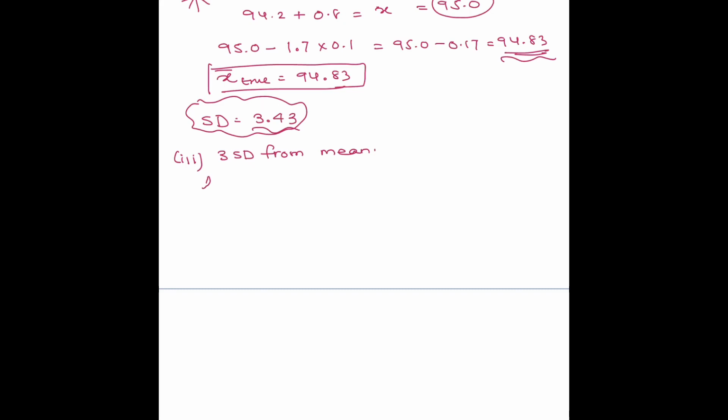So mu minus 3 sigma is less than or equal to the value, let's say x, which is less than or equal to mu plus 3 sigma. Let's try this. So mu is the mean, and the standard deviation is 0.343.